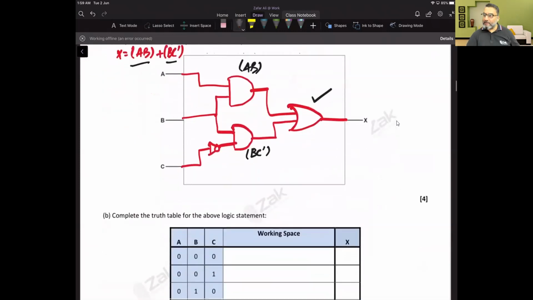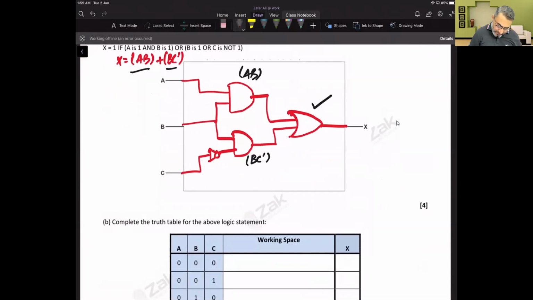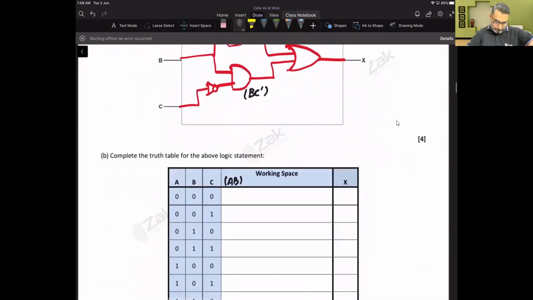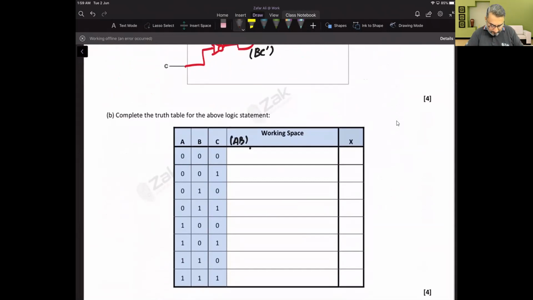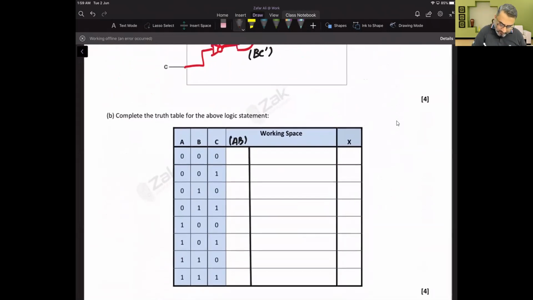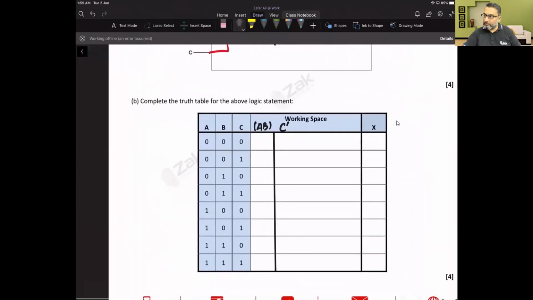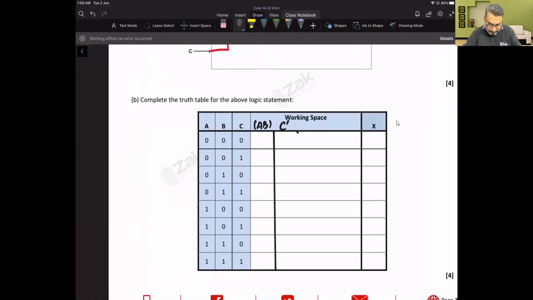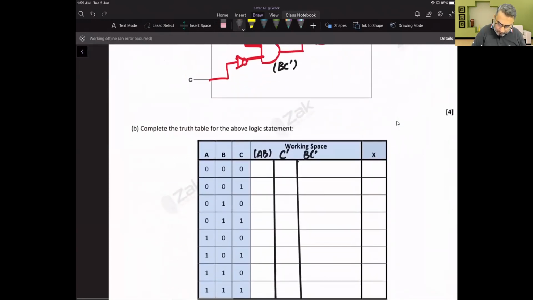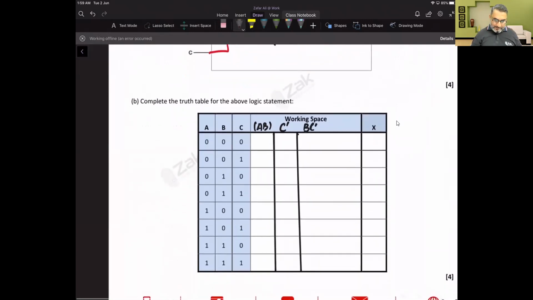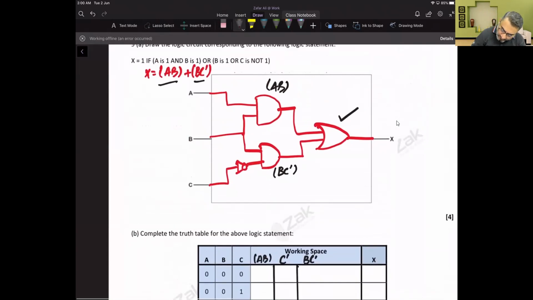Now, as you can see, we have already found the equation. The equation is AB and then BC not. Let's find C not, then we have BC not, and then we will work it out into X. So the equation is X is equal to AB plus BC not.